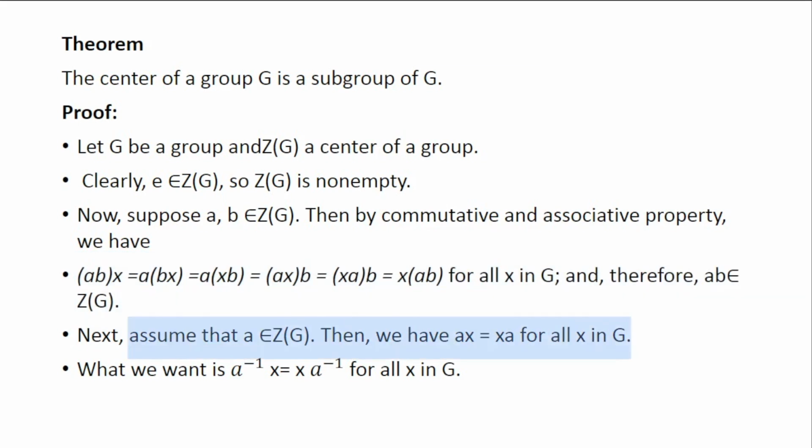Next, assume that A is an element of the center of G. Then we have AX is equivalent to XA for all X in G. What we want is A to the power minus 1 times X is equivalent to X times A to the power minus 1 for all X in G.